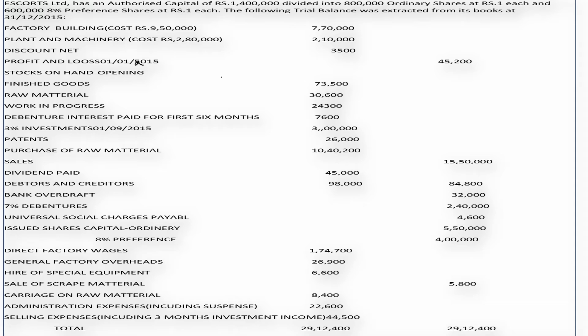Carriage on raw material 8,400. Administration expenses including suspense 22,600. Selling expenses including 3 months investment income 44,500. Total of both sides comes to 29 lakh 12,400.